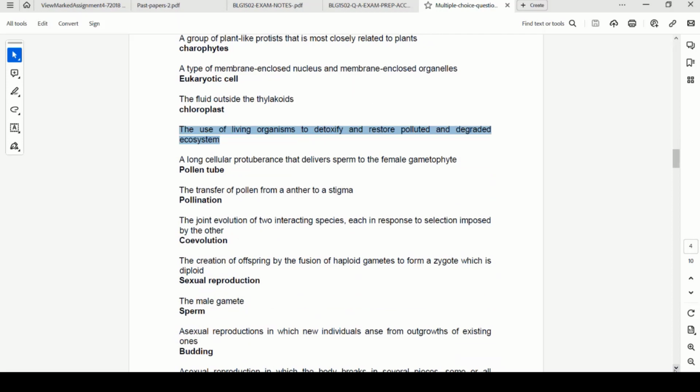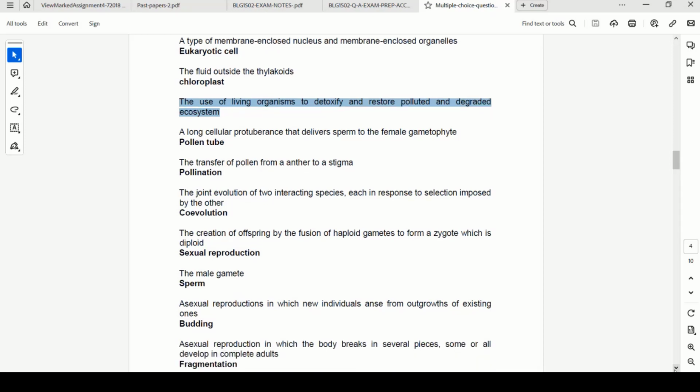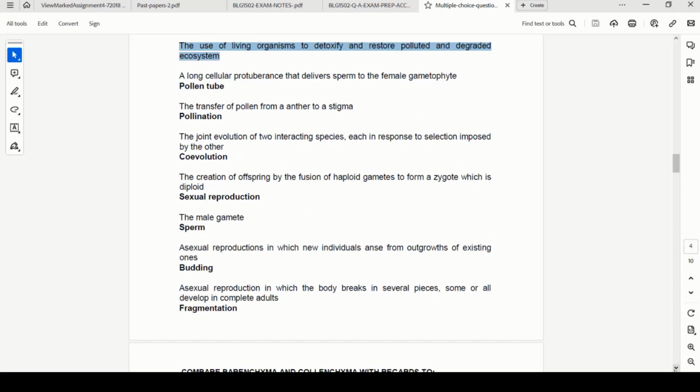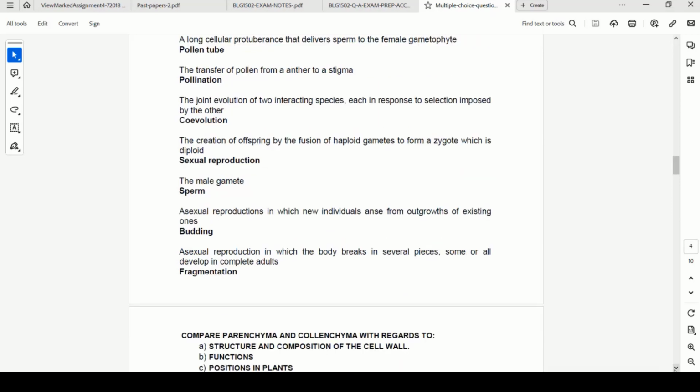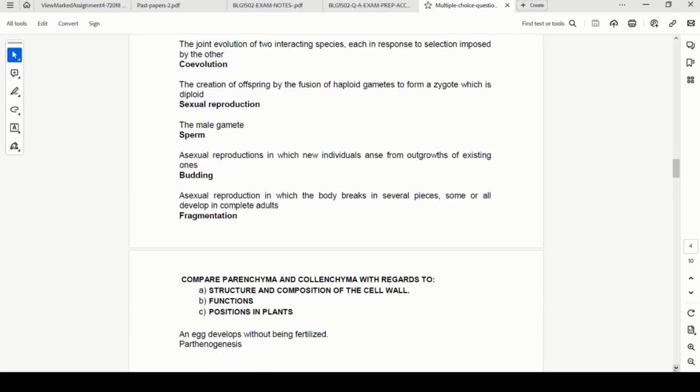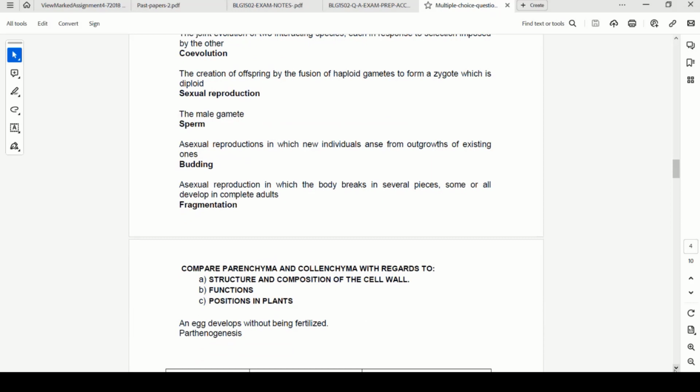The creation of offspring by the fusion of haploid gametes to form a zygote, which is diploid, will be sexual reproduction. The male gamete will be sperm. And asexual reproduction, in which individuals grow from outgrowths of existing ones, will be budding. Asexual reproduction, in which the body breaks into several pieces, some of which develop into complete adults, will therefore be fragmentation. So you're going to have to go through all of that.